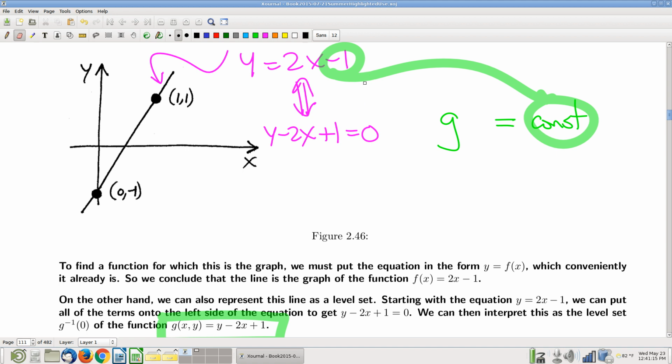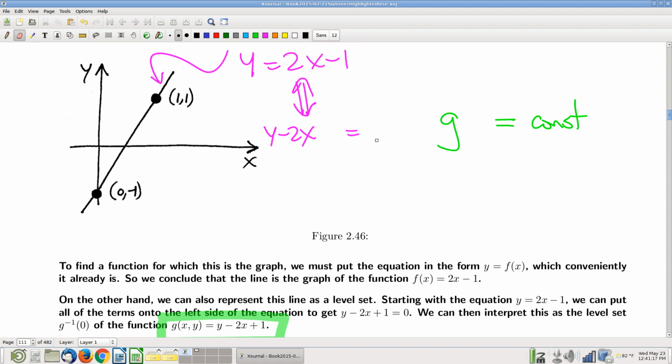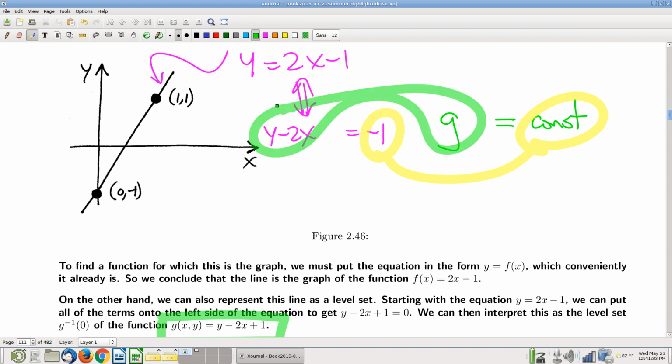I didn't have to. A perfectly acceptable answer to this question would have been to leave that there, and then it'd be fine to say, okay, well then we're talking about the level set G inverse of -1 of that function, which is y minus 2x. Totally fine. No issue. Okay. So the answer to the question.